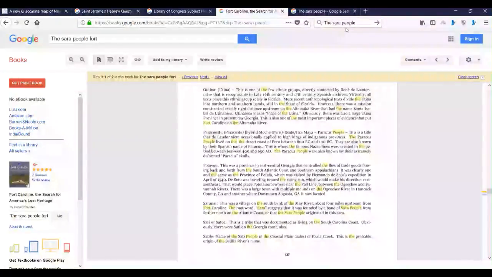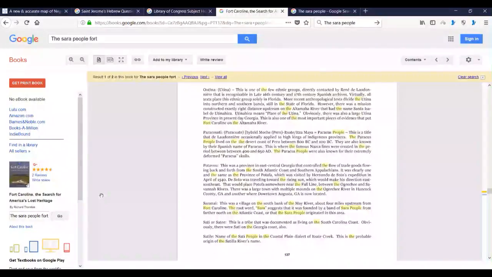It's going to find the actual words you're looking for. I'm looking for the SARA people, so it highlighted SARA and people everywhere. This is how we were able to find the cited resource, that reference inside the presentation, on page 137 of this book, Fort Caroline. And of course, it's really important to go through the whole book to understand the context of the book itself, so you can remain in context.